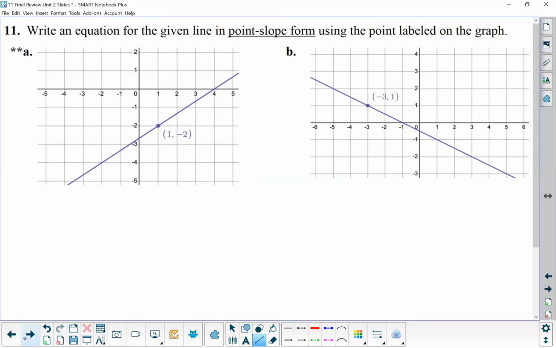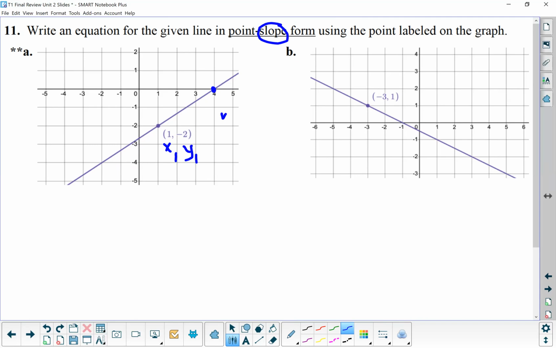Number 11. Write the equation of the line in point slope form. So we have our point, x1, y1, but we need to figure out the slope. And it looks like this one crosses right here.